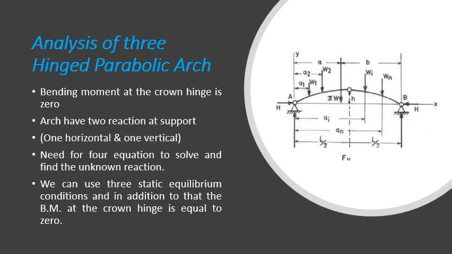The arch has two reactions at each support, VA and HA, VB and HB, so we have four unknown reactions, but we have only three conditions of equilibrium. One extra condition is given by the hinge at the crown level, that is sigma Mc, the moment of all the forces about the point C, is equal to 0. That is the extra condition. So four unknown reactions, four equations, hence the three hinged arch is a statically determinate one.